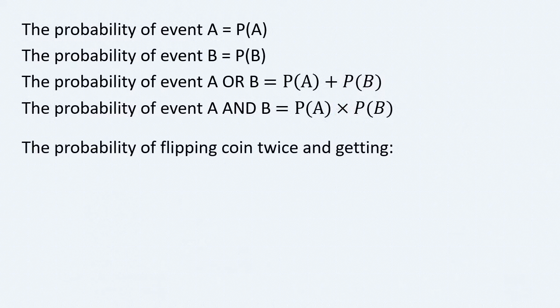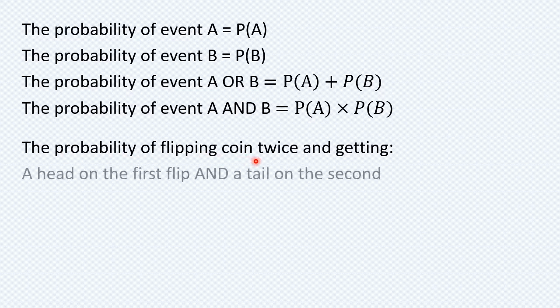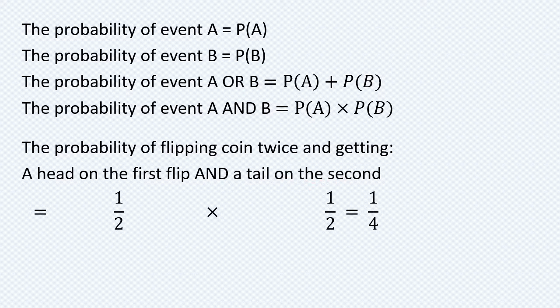To terminate this lesson, we are going to present another example. What is the probability of flipping a coin twice and getting a head on the first flip and a tail on the second flip? Note that a head on the first flip is 1 out of 2, and a tail on the second flip is another 1 out of 2. And since we require the two conditions to happen, a head on the first and a tail on the second, we multiply both probabilities and therefore we end up with 1 over 4.